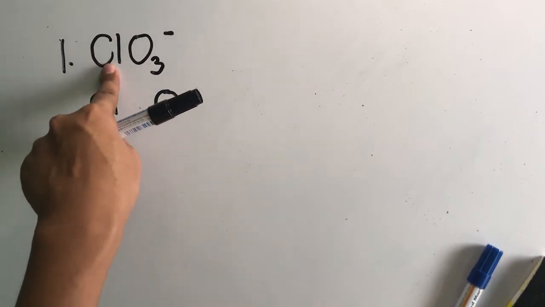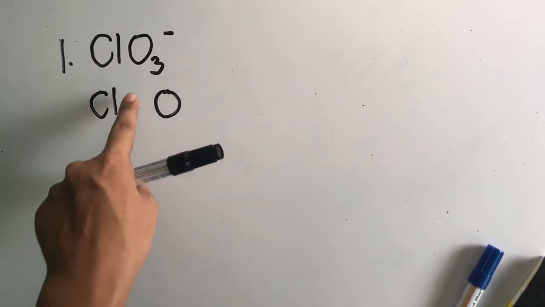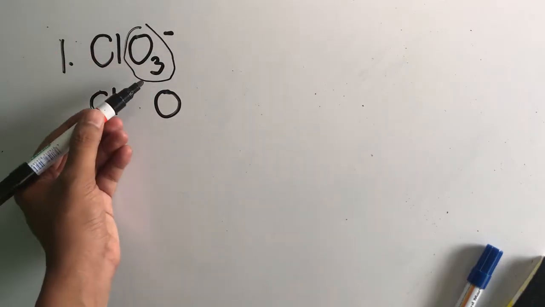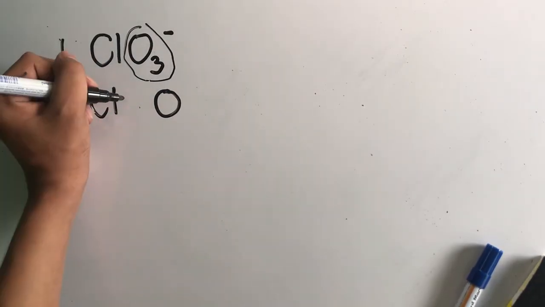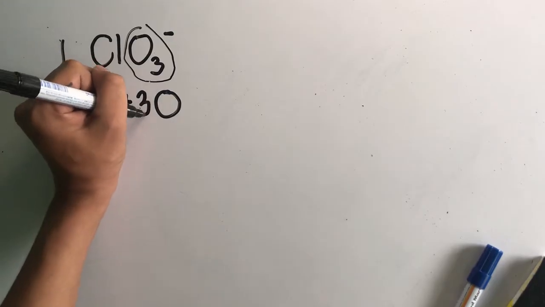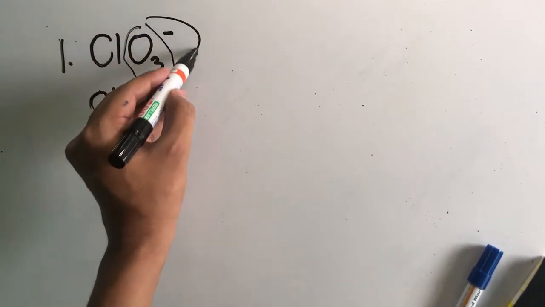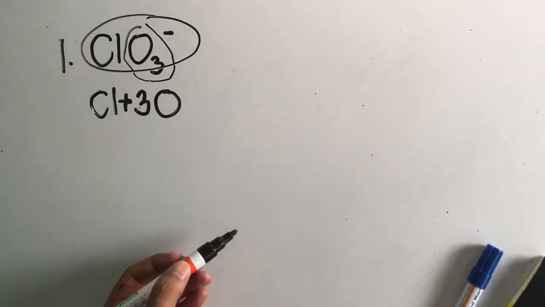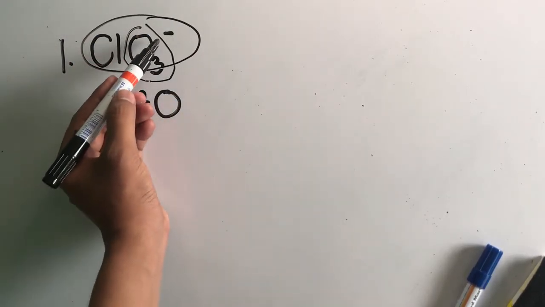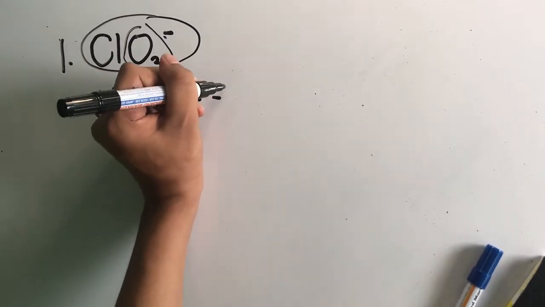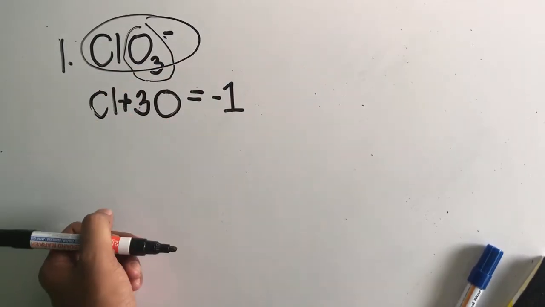So since isa lang yung chlorine, so isa lang siya. Ang oxygen ngayon ay merong tatlo. So we need to have plus 3 oxygen. Now, tingnan natin yung buong molecule. Okay. Yung buong molecule may charge na negative 1. So, ang equals nito ay negative 1.